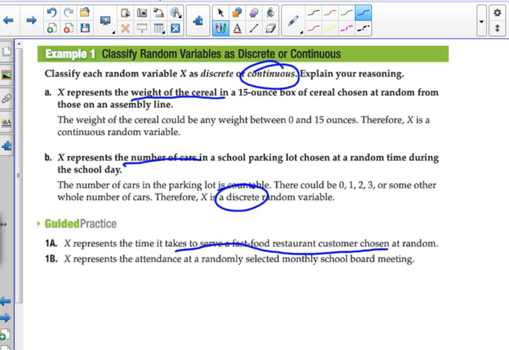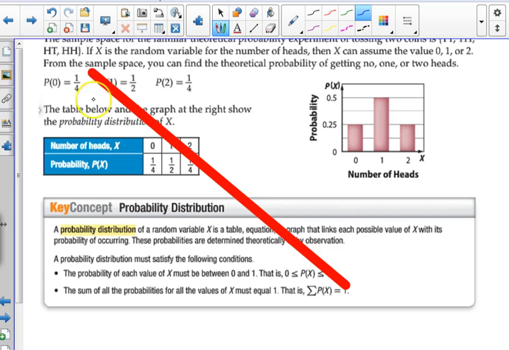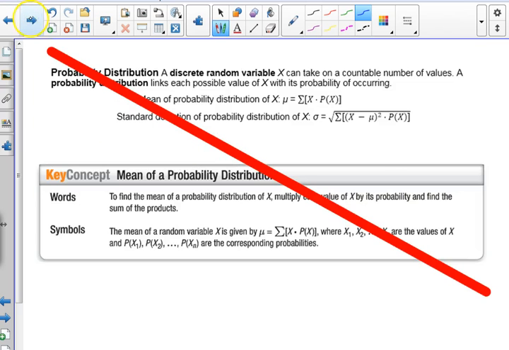Time it takes to get your food at a fast food restaurant. Anybody work at McDonald's? They have a little second clock, right? It's like broken down into time that's pretty small. This is continuous. Attendance at the board meeting. People are going to be whole numbers, discrete. Yeah, we're going to go with that. Okay. Time it takes to randomly get the temperature up to between 60 and 68 in the classroom. It's time, so it's continuous. The number of photos the photographer took at your wedding, discrete. I think I took the discrete continuous question off the quiz, but if it's on there, it's an easy one.